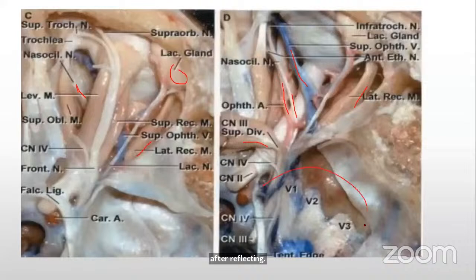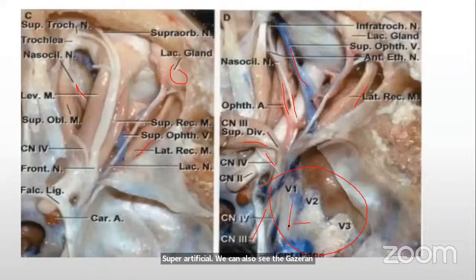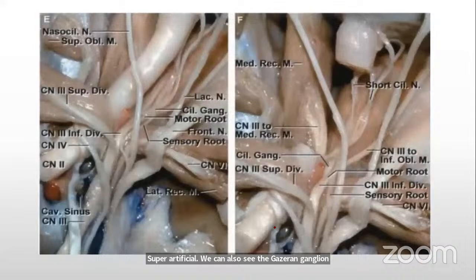Again, here we have opened the dura of the middle fossa as well to see how these cranial nerves enter into the superior orbital fissure. So we can see cranial nerve 4, cranial nerve 3, and cranial nerve 6 entering the superior orbital fissure. We can also see the Gasserian ganglion and the 3 trigeminal divisions: V1, V2, and V3. Again, a zoomed in view.